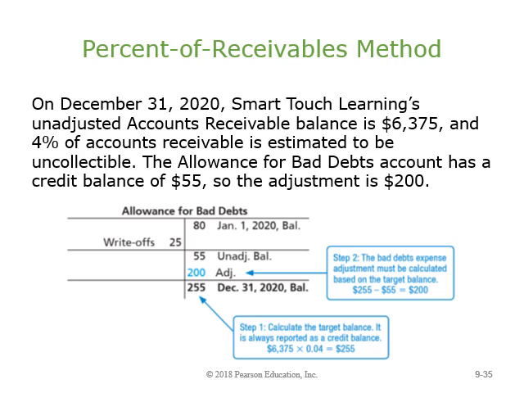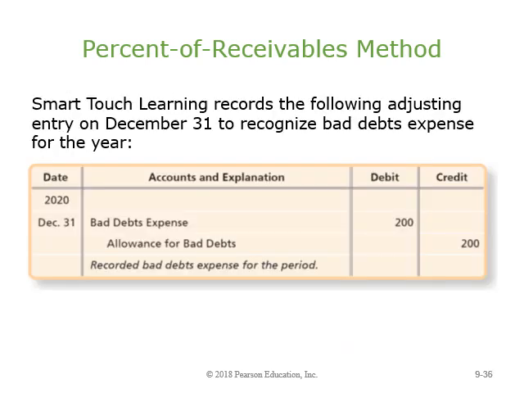So we need to have a total of $255 in our allowance for bad debts account, and currently there's $55 in there. Essentially, we need to add another $200 to the allowance for bad debts, and that is done by the following journal entry. We would take a debit to our bad debt expense of $200 and a credit to the allowance for bad debts of $200. Again, that just brings it up to the $255 mark that was our target.